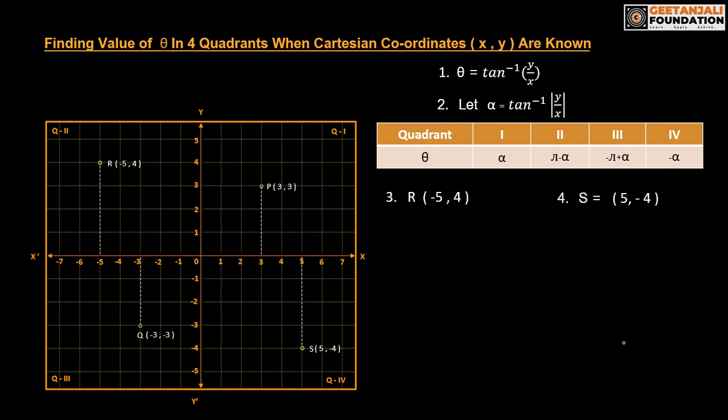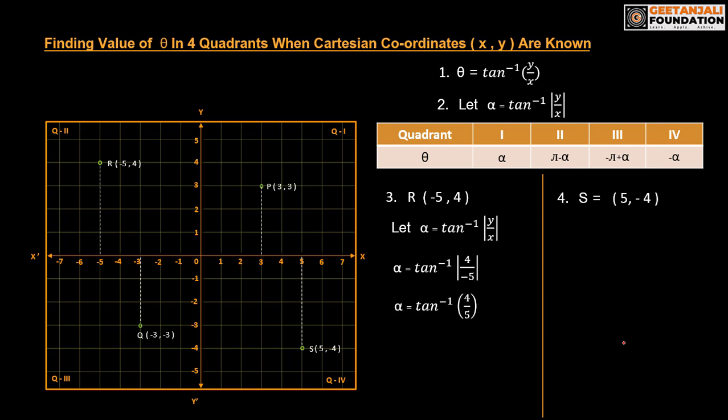For R, I took minus 5, 4. Let's find the value of theta for R. So alpha is equal to tan inverse modulus of 4 by minus 5, because y is 4 and x is minus 5. So alpha is equal to tan inverse 4 by 5. Since it is in the second quadrant, theta would be equal to pi minus tan inverse 4 by 5. As we don't know the exact angle, we can keep the value of alpha as tan inverse 4 by 5.